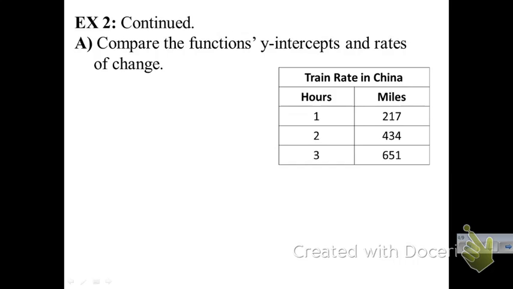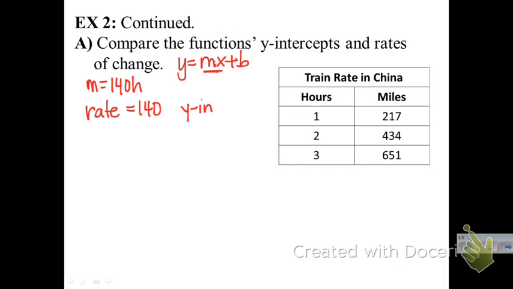So our equation for the Japanese train was m equals 140h, and that was from the other slide. So from here we can find the rate of change. Remember that rate of change is the same as slope, and our slope formula looks like this. So we're looking for those values that are being multiplied. So here it's 140 times h, so you would say our slope or rate of change is 140. And our y-intercept would be what follows, and since we have nothing that follows, then our y-intercept is 0.